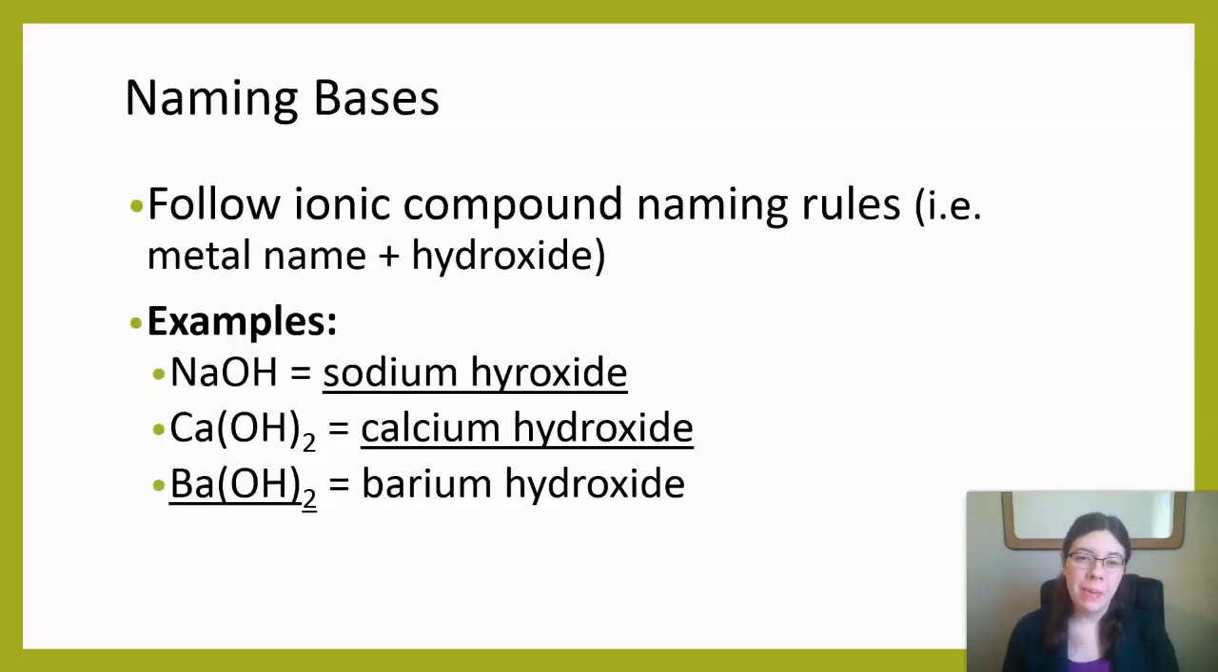So the good news is naming bases is super easy. You've already done it. It follows ionic compound naming rules. So basically we take the name of the metal, whatever it is, and we add hydroxide. In the case of NaOH, Na is sodium, so sodium hydroxide. Ca(OH)2, so that is calcium hydroxide.